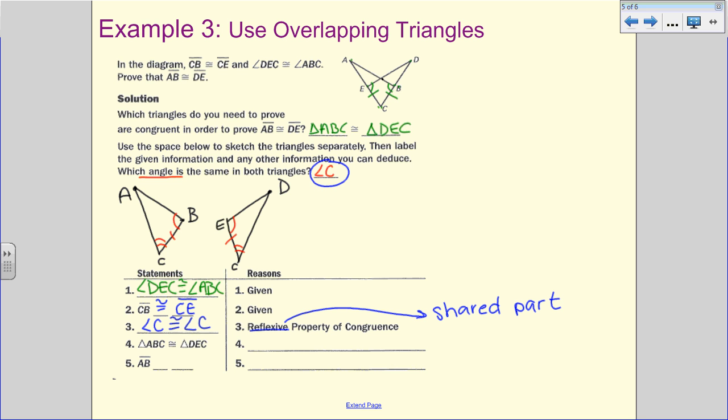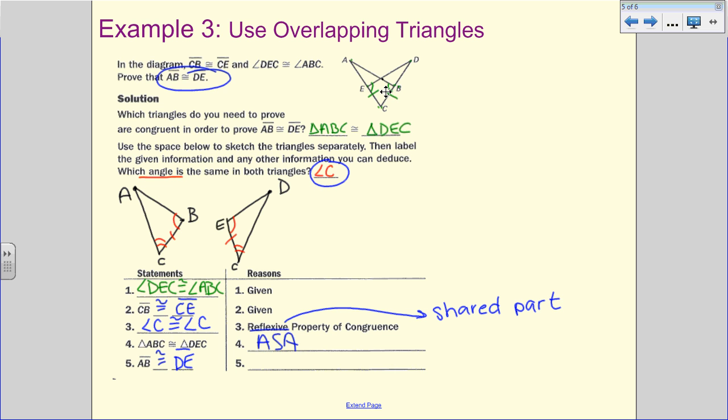When we look at our diagrams, we've got two angles and the included side. So I was able to prove my triangles congruent using angle, side, angle. And so once my triangles are congruent, now I can go back and say, yes, I've proven my congruent parts. So segment AB is congruent to segment DE.